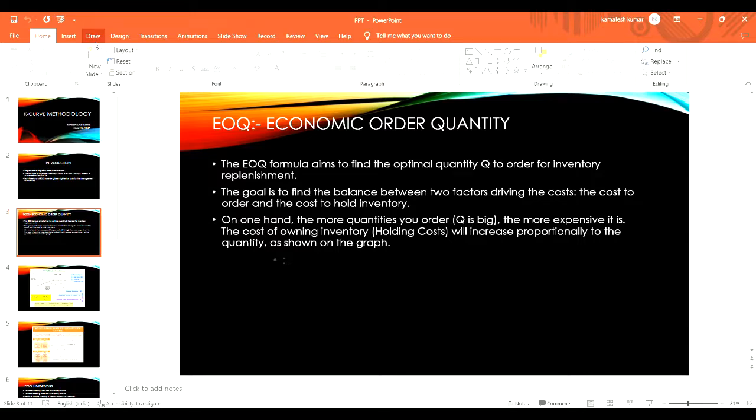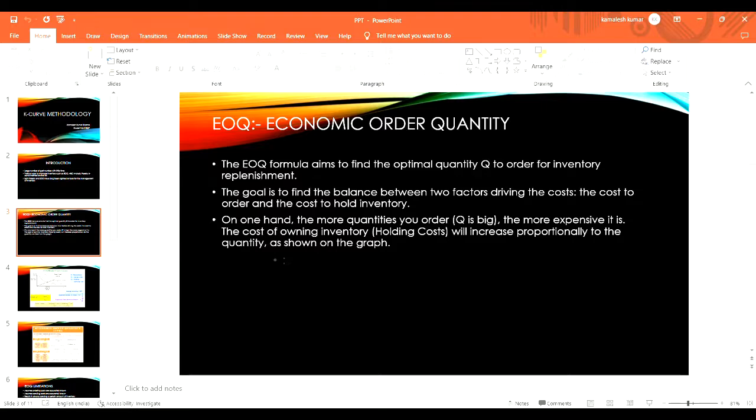EOQ stands for economic order quantity, and it basically gives us the optimal quantity to order the inventory. The goal is to have a balance between two factors. For any inventory or warehouse, there are two costs which are most important and must be taken care of the most: the ordering cost and the holding cost. These two costs are to be balanced, and then we have to make a decision on the quantity to order.